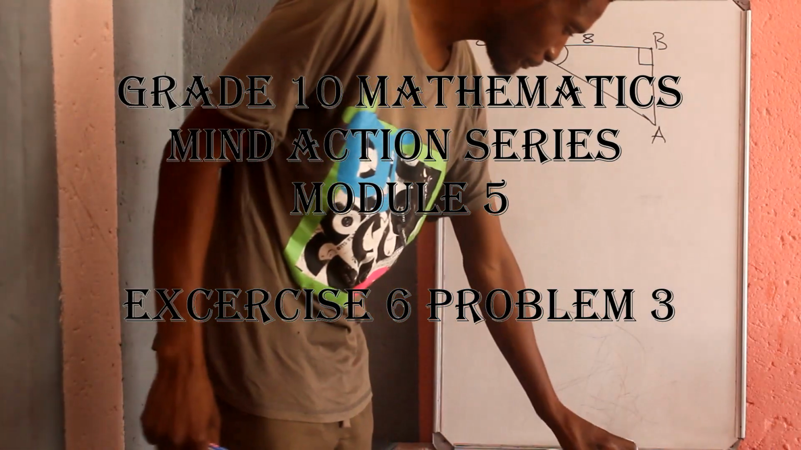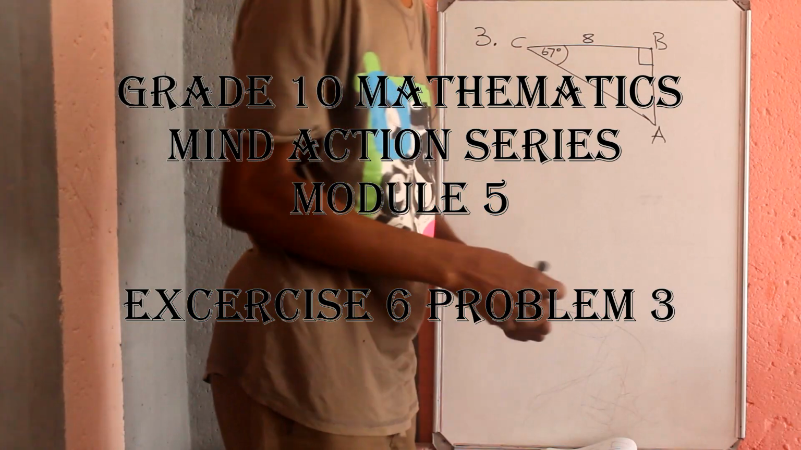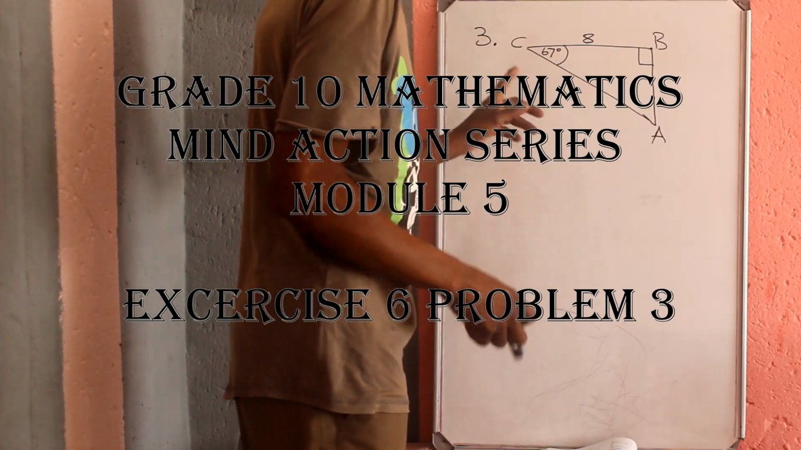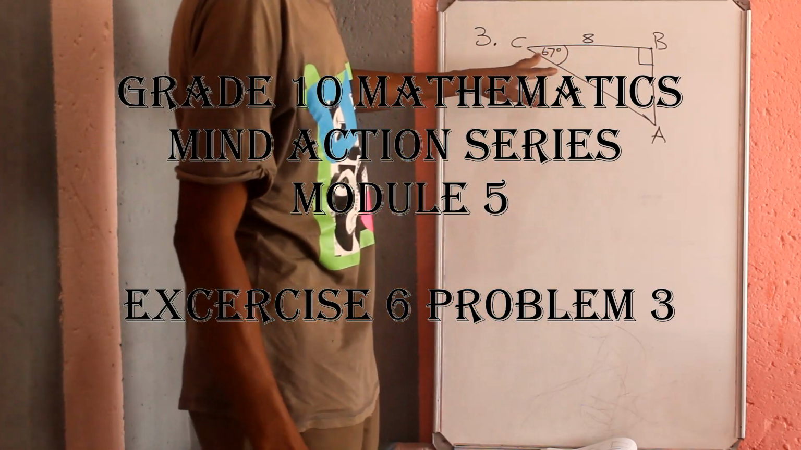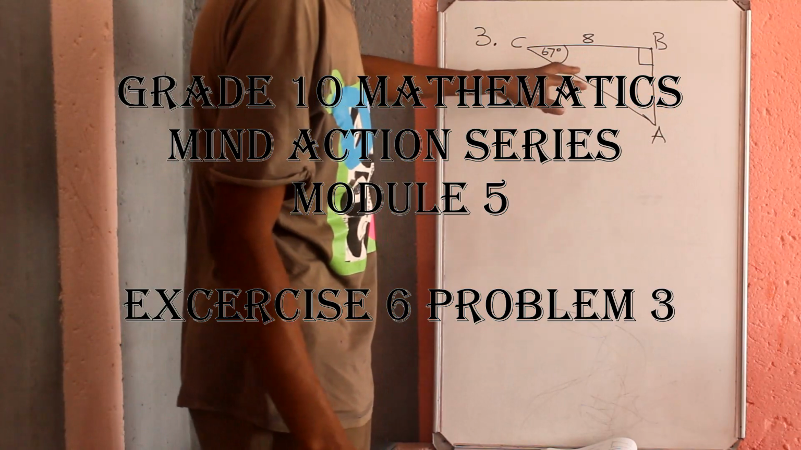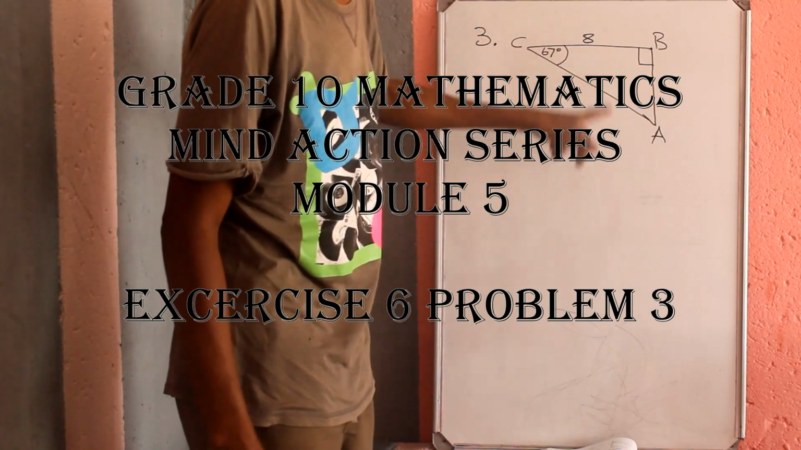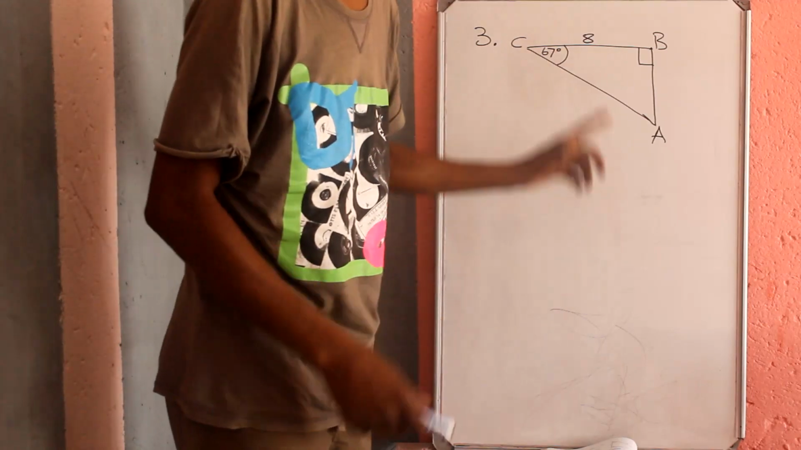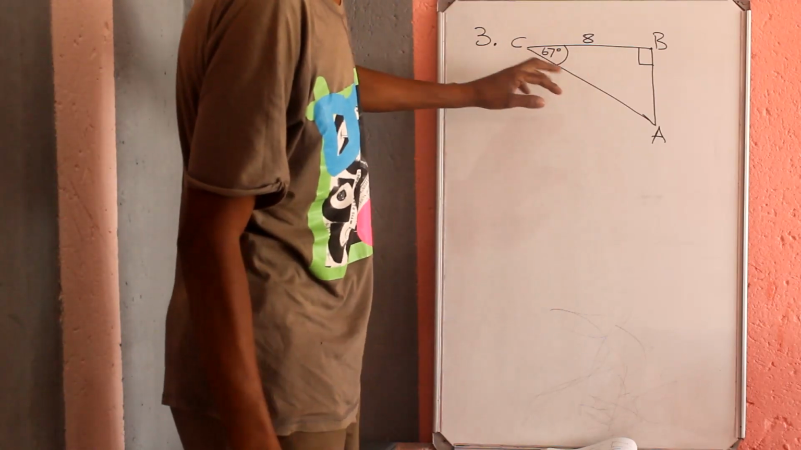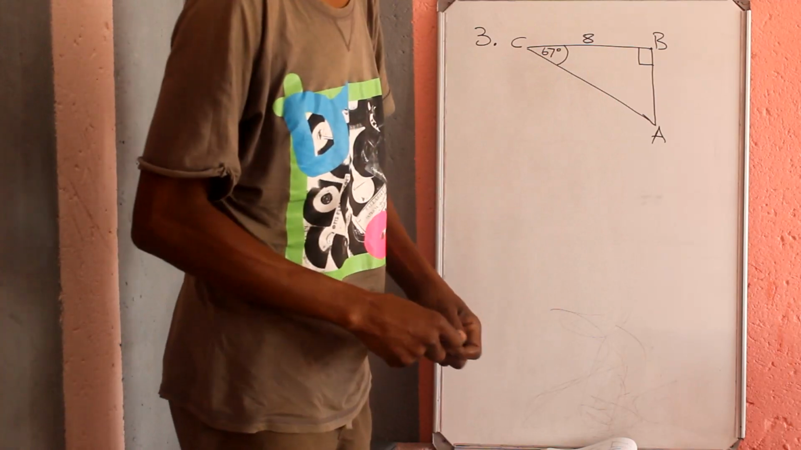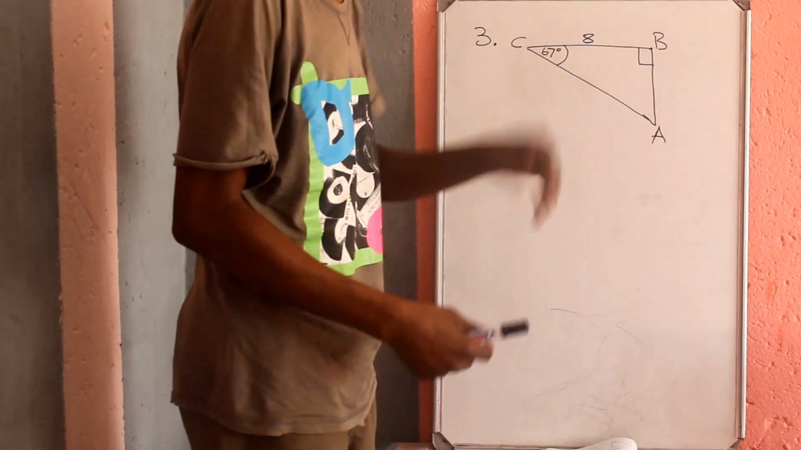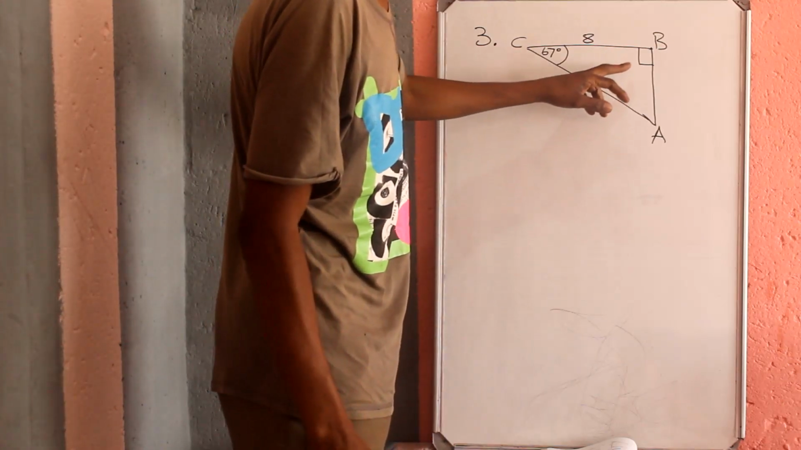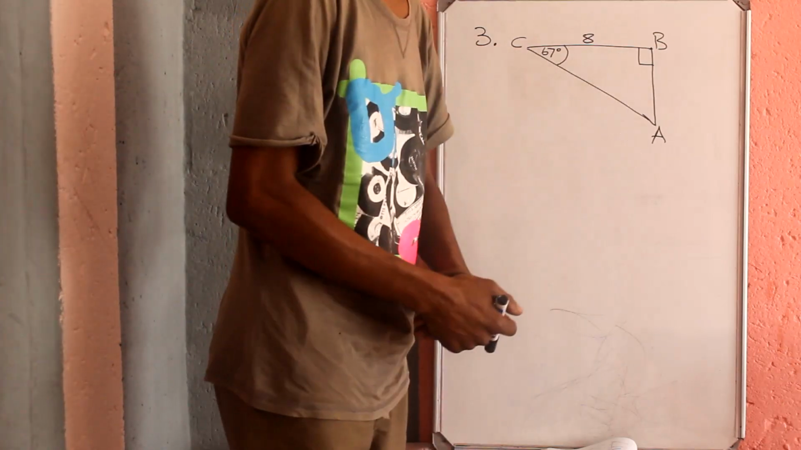Problem 3, under trigonometric ratio solutions. Problem 3 has a diagram indicating a right angle triangle with the adjacent side having 8 units, the angle embedded between the adjacent side and the hypotenuse being 67 degrees, which is more or less the same as the first one we did earlier on. Now, the opposite side being AB.